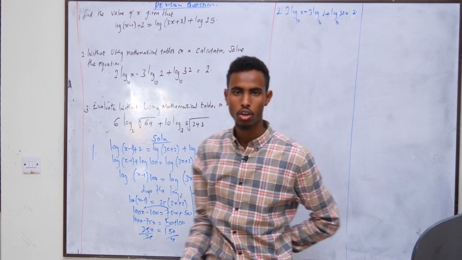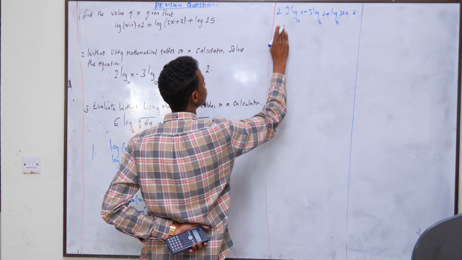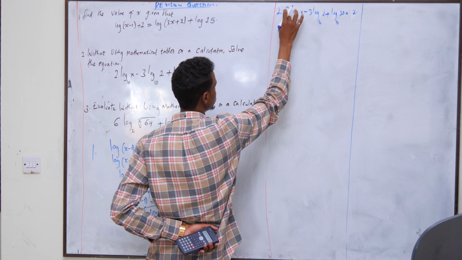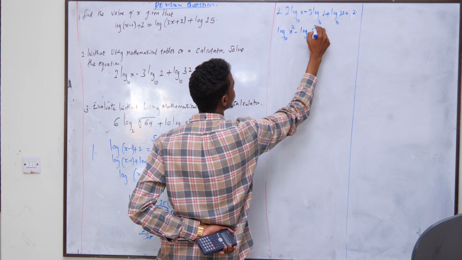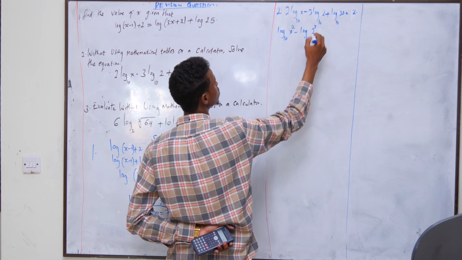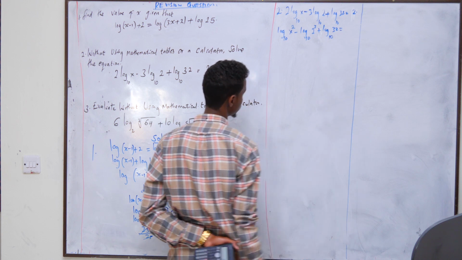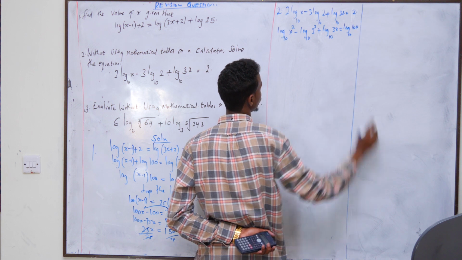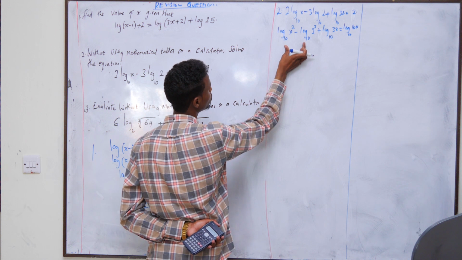Now, class, log₁₀ is just written as log, no problem. Let's restructure it. It becomes log x², then minus log 2³, plus log 32. And this one, 2, becomes log 100. Log₁₀ 100 is basically 2. These ones are minus, so we divide.